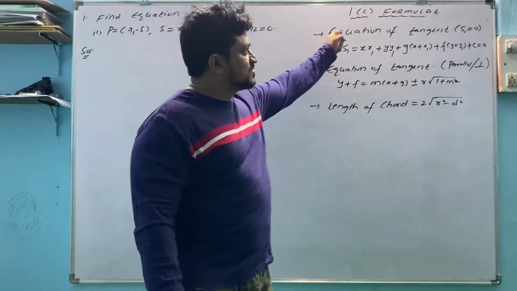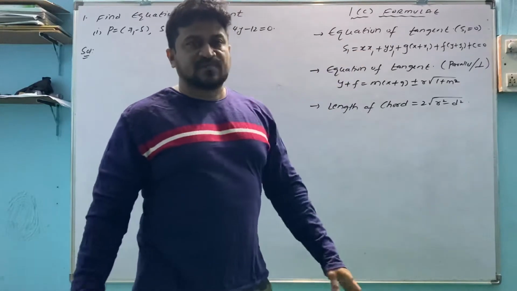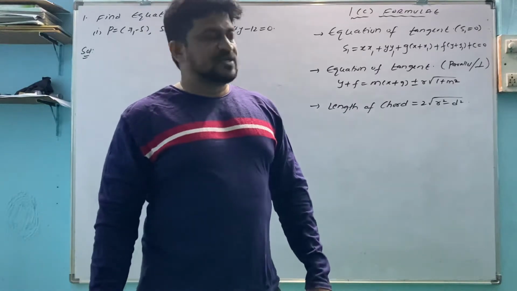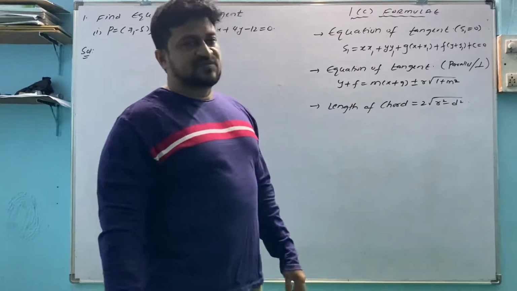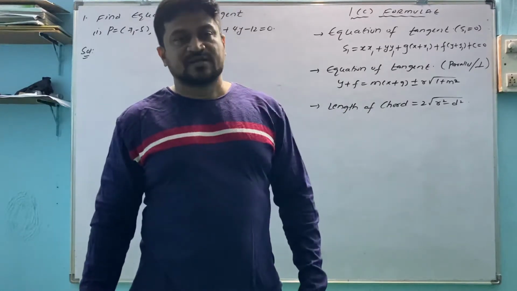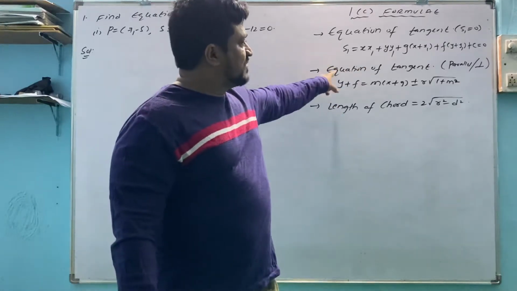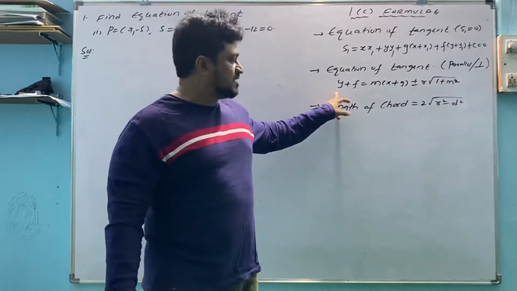In this one, equation of tangent is used. S1 equals to 0, which is xx1 plus yy1 plus g into (x plus x1) plus f into (y plus y1) plus c equal to 0. Again, equation of tangent: y plus f is equal to m into (x plus g) plus or minus r root of (1 plus m square). Whenever a point and circle are given, that time this formula will be used. When we have a point and the slope is given to you, that time we will use the second formula.